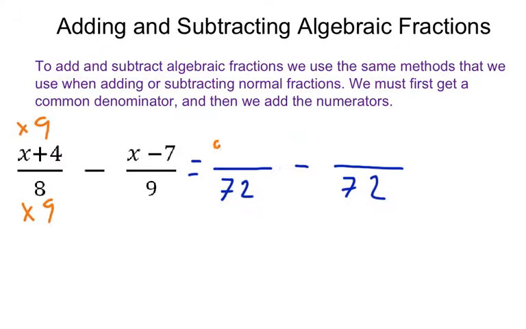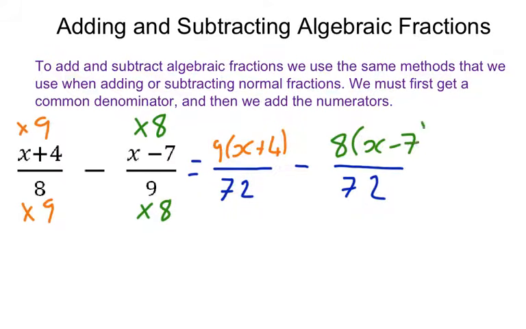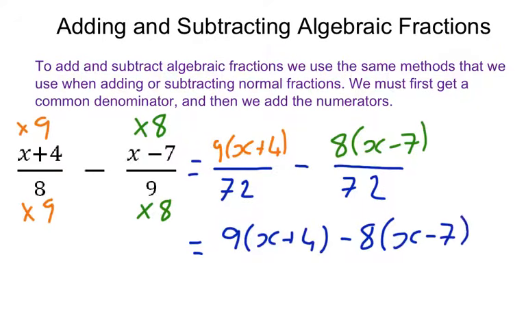In this case we get 9 brackets x plus 4, and for the second part of this sum we multiply by 8 on the top and bottom to get us 8 brackets x minus 7. Now we put this all together and we get 9 open brackets x plus 4 close brackets minus 8 open brackets x minus 7 close brackets all over 72.